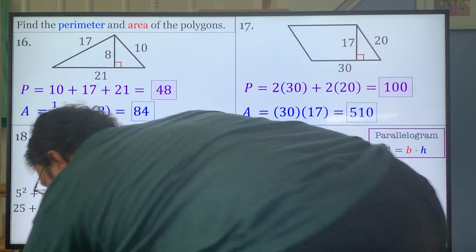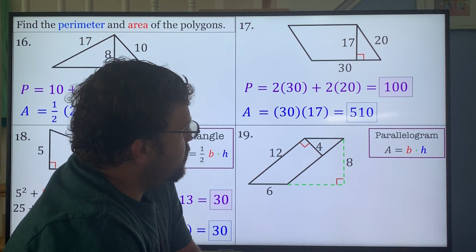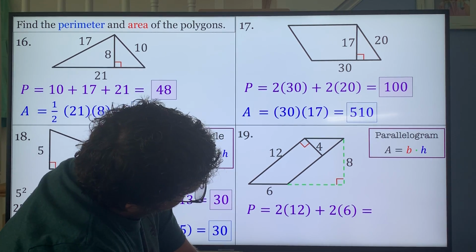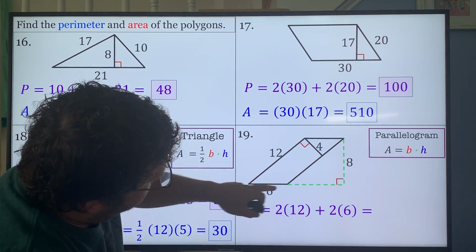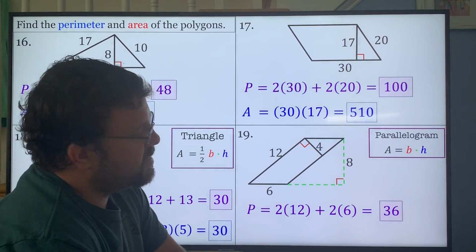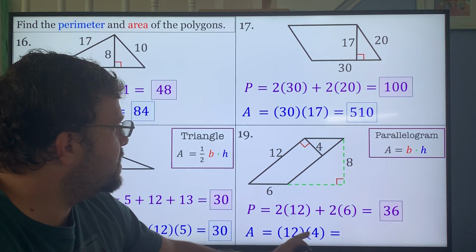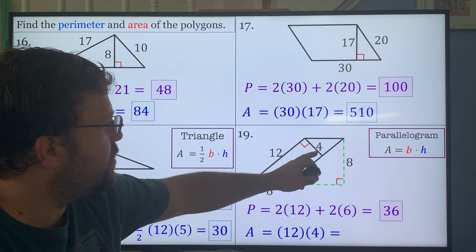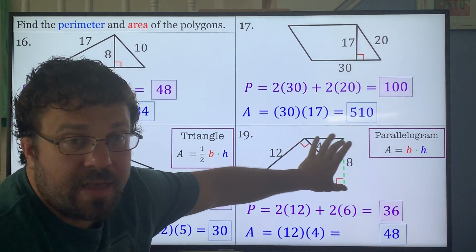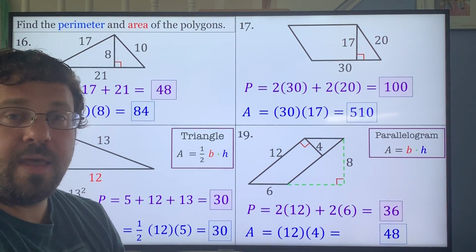Problem number 19. Let me go. There we go. So, could do this problem two ways. What do you want to do? Perimeter. 6, 12, 12, 6. 2 times 12, 2 plus 6 times 6 is 36. All right, area. Base times height. 12 times 4 is 48. 6 times 8 is 48. You choose whichever way you like, and you will get the answer.